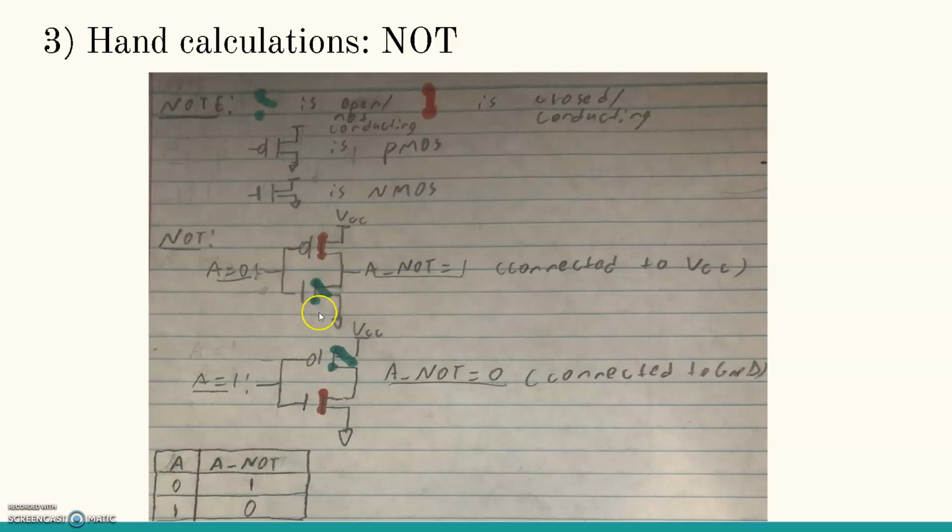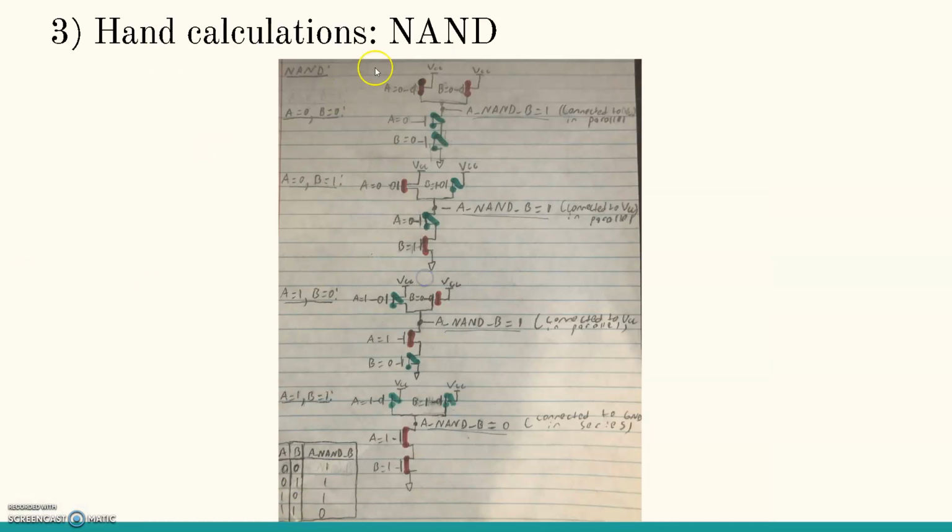PMOS is closed and NMOS is open. So it gets a connection to VCC, so it becomes 1. And when it's 1, NMOS is closed and PMOS is open, so it gets a connection to ground. So when A is 0, it produces 1, and when A is 1, it produces 0. So it's basically a NOT.